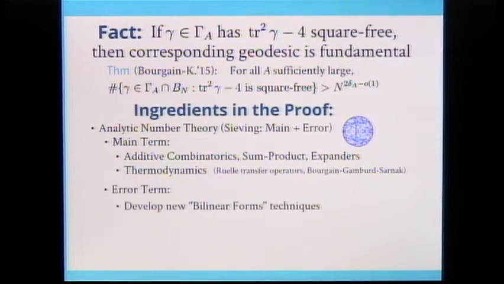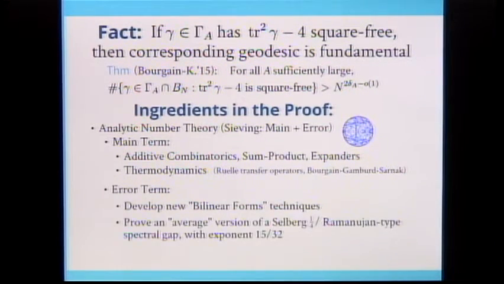For the error term, it is not enough. So this is what I mean by the beyond expansion program. We have some error term, some polynomial. I'm lying a little bit, but pretend we had a polynomial error term. In other words, a power savings error term in the count, uniform in Q. We almost have that. Even that is not enough. So what we need to do is develop new bilinear forms techniques and prove an average version of what would be the analog of a Selberg 1/4 or a Ramanujan type spectral gap.